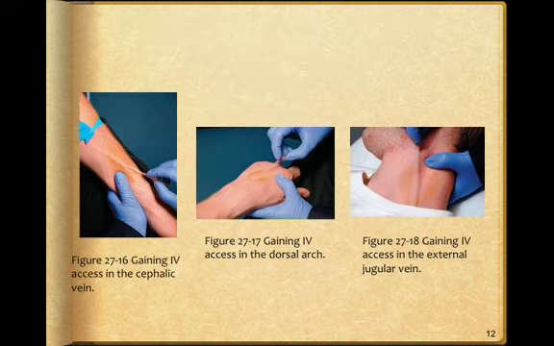Gaining IV access in the cephalic vein. This is the actual venipuncture shown here. Gaining IV access in the dorsal arch of the hand, these are probably some pretty good spots to actually get an IV. And gaining IV access in the external jugular vein. There's his chin right there. Big, large vein. There are complications to each of these. This one here is the most complicated. If you start too low, very simply, you can cause a collapsed lung if you get a little aggressive with your sticking.